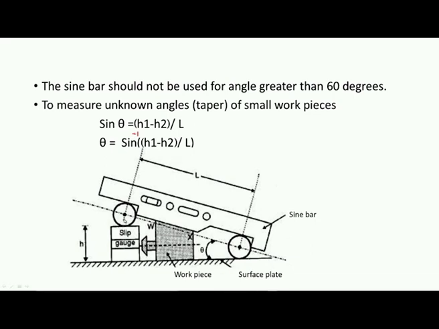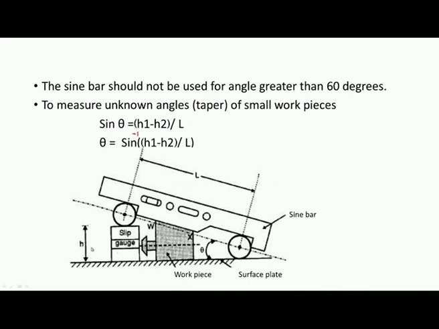Now, you can see here one roller is in contact with the surface plate, and then the gap between the roller and the surface plate is filled with slip gauge, which indicates a height of h, and the distance between the centers of rollers is L. This is the length of sine bar. Now, by knowing the value of h and knowing the value of L, we can find out the angle theta using this relationship. Sin theta is equal to h1 minus h2 divided by L, where in this case h2 is 0 and this is h1.